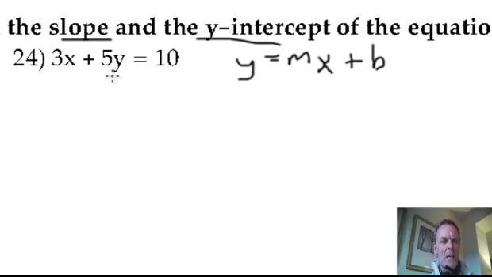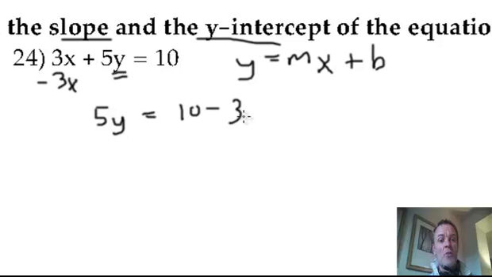Okay, so I need to get y by itself. So I'm going to take away this 3x. I need to get rid of the 3x and I need to get rid of the 5 that's around this y. Take away 3x. So I've still got the 5y, but I now have 10 minus 3x, because I took away 3x from that side as well. Again, I took away 3x from both sides. Now the next thing, can you see, is to divide by 5. Divide everything by 5.